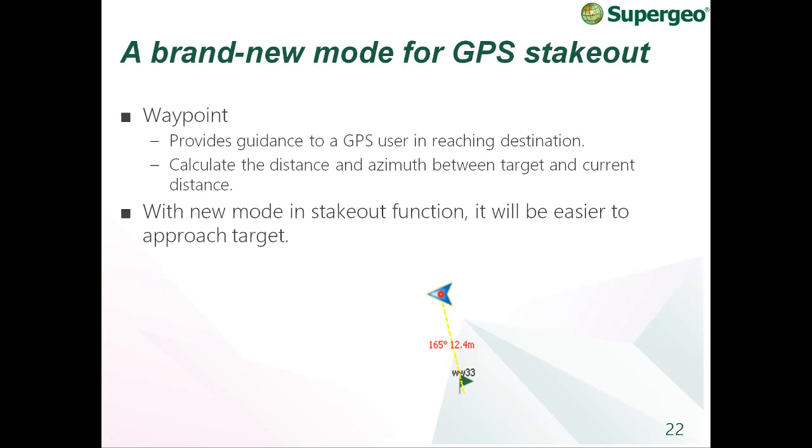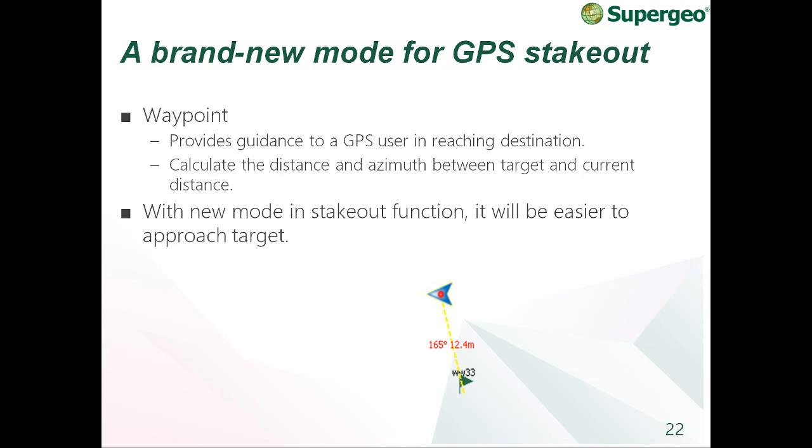And when talking about the waypoint, many people might think about the waypoint function in handheld devices. Waypoint is a common function to assist users to find some location whose position they already know. The waypoint function in SuperPad stores the list of locations and also provides waypoint guidance. It calculates the distance and azimuth between the target and current position. With guidance, the user can follow it and then approach the destination.